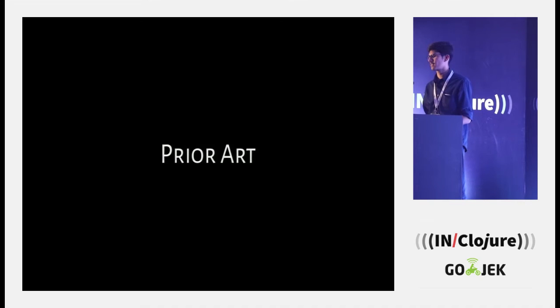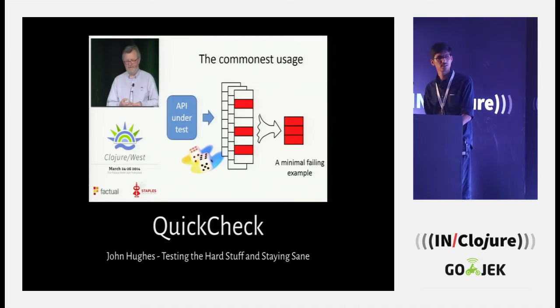The ideas that I just described, generative testing, simulation testing, as you saw, aren't very new. They have been in existence for a while. And here I will go through some of the talks that are very nice. This is John Hughes, in a talk called Testing the Hard Stuff and Staying Sane, made at Clojure West. It's an excellent talk. He co-invented QuickCheck, which is a generative testing library for Haskell.